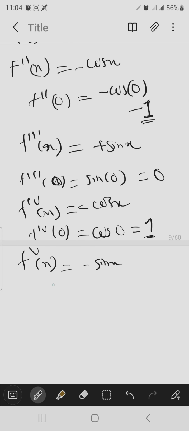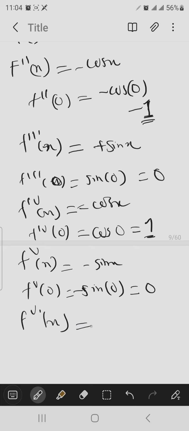So now the fifth derivative of 0 will now be equal to what? Minus sin 0, which is 0 again. So now I will find the sixth derivative of x. It will now be equal to what? The derivative of minus sin x is going to be what? Minus cos x. And the sixth derivative at 0 is minus cos 0, which will now be minus 1.